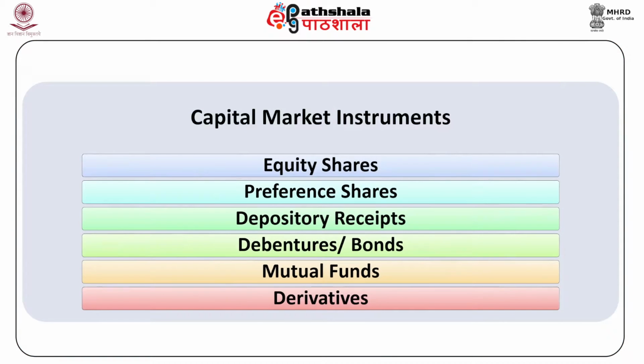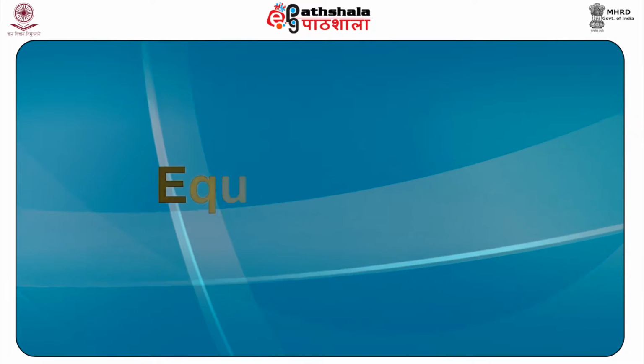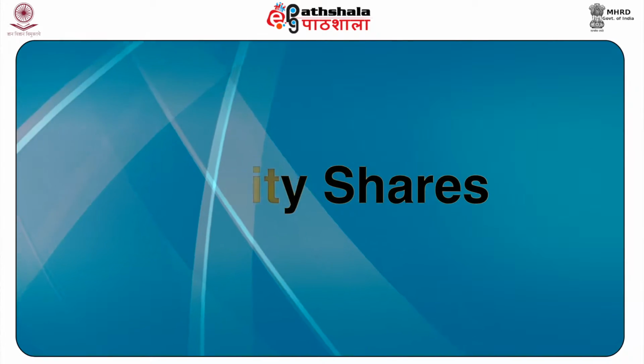These securities are divided into two. For example, the creditorship securities like bonds or debentures, or ownership known as equities and preference shares. Capital market instruments include equity shares, preference shares, depository receipts, that is ADRs, GDRs, IDRs, debentures, bonds, mutual funds and derivatives. Equity and preference share capital. So let us first discuss equity shares.